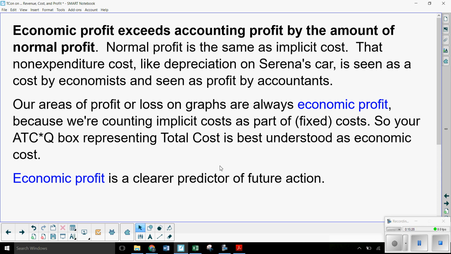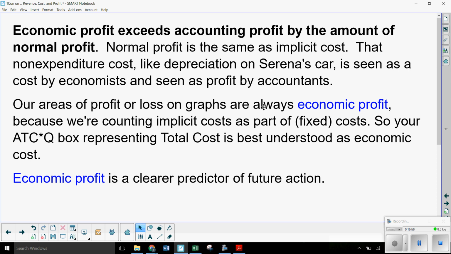So the big idea is that economic profit, whether it's positive or negative or zero, is a very clear predictor of future action. In the second example, you would predict Serena would leave the industry. In the first example, you'd predict other people would follow her in. So we like to think about economic profit rather than accounting profit because just knowing the sign of it, positive, negative, or zero, tells us whether there will be net movement into or out of an industry.